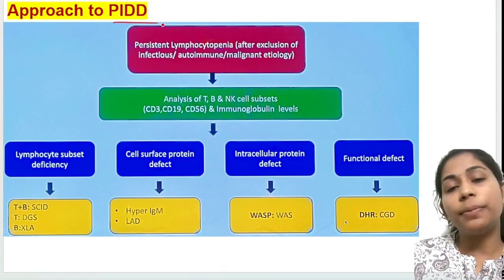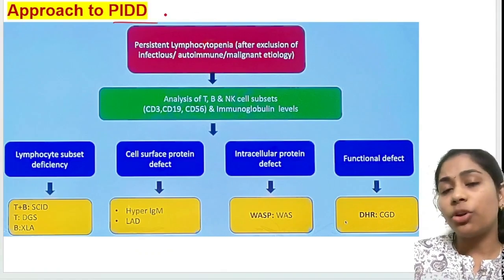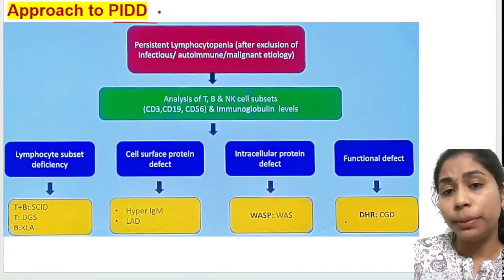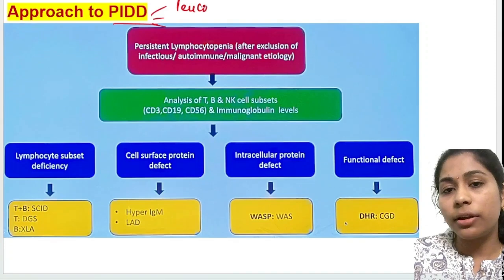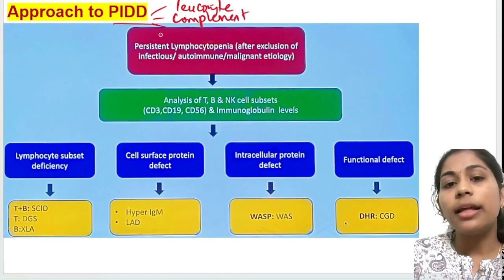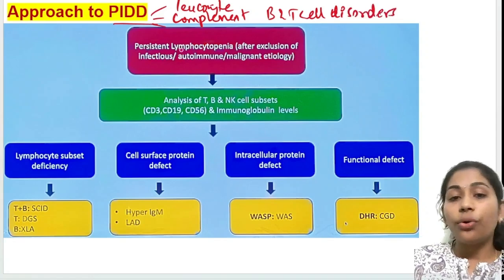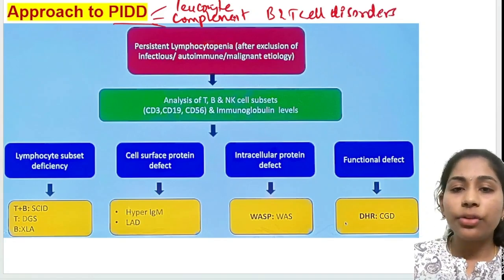So how will you approach PIDD? Primary immunodeficiency disorders: there are neutrophil disorders, and majority we have divided PIDDs into three types: leukocyte disorders, complement disorders, and B and T cell disorders, correct? So in leukocyte or B and T cell disorders, what will be there?